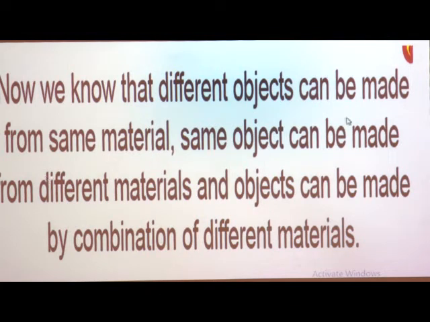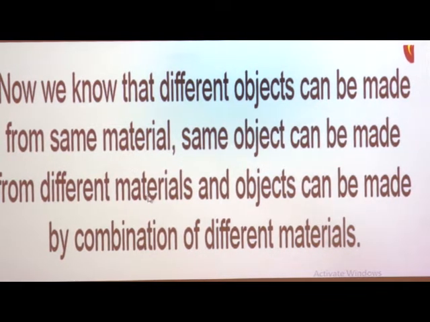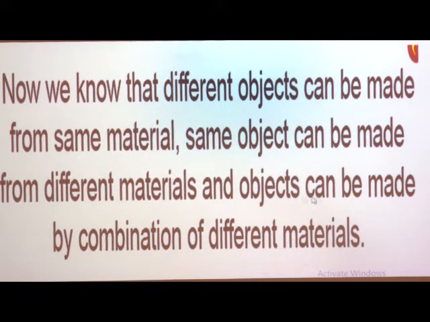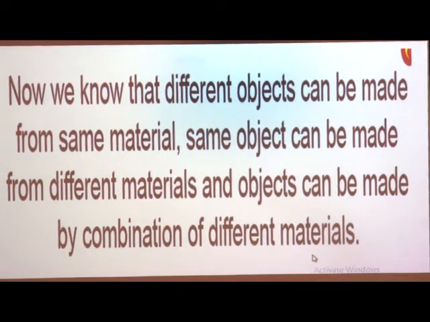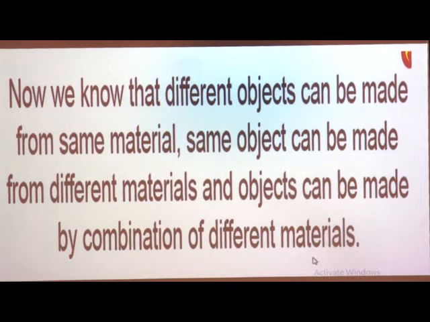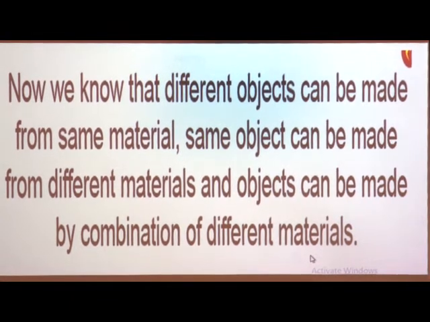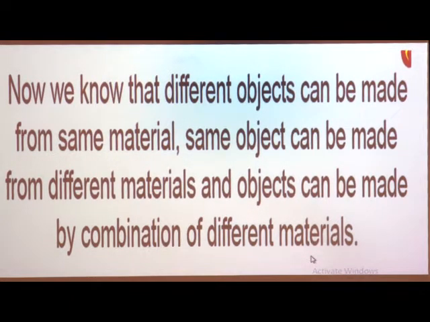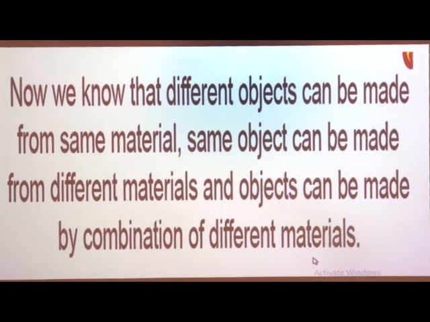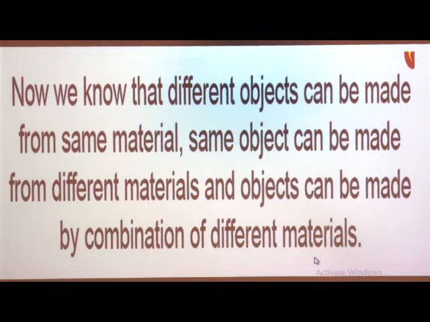Now we know that different objects can be made from the same material, the same objects can be made from different materials, and objects can be made by a combination of different materials. It means some objects are made of different materials, like the round object may be an orange and a football also. The football is made of one material and the orange is made of another. One is edible and one is non-edible. Food we eat, and with the help of a football we play. So these have different uses.